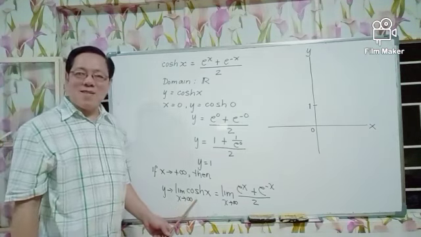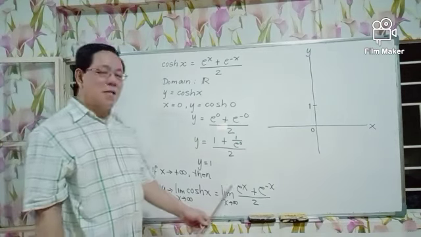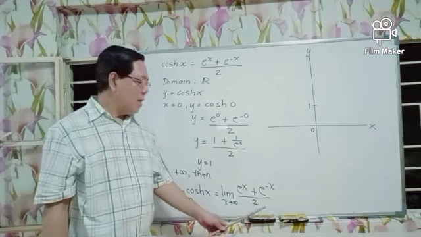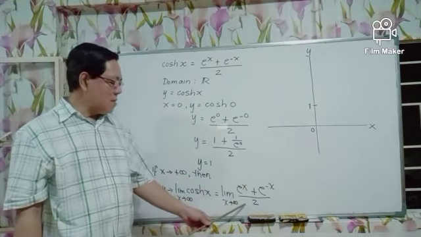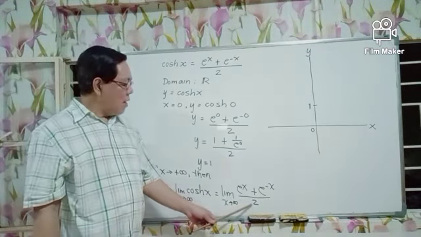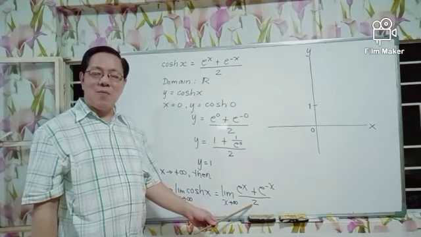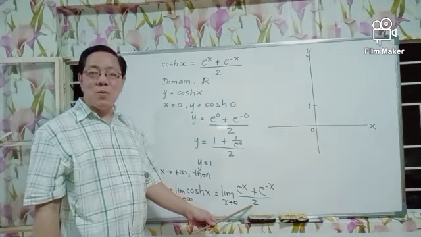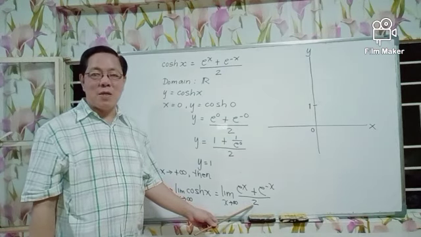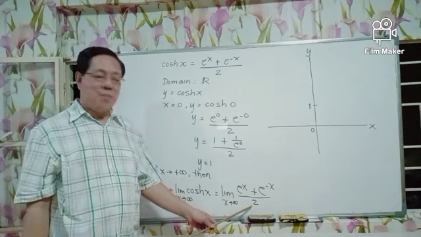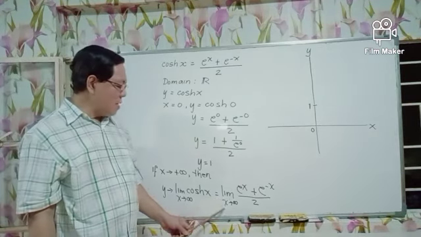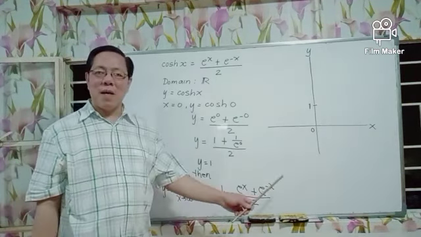But the hyperbolic cosine of x is defined as e to the x plus e to the minus x all over 2. And we get the limit of this function, and we apply properties of limits. Here we have 2, a constant in the denominator, so we can take 1/2 out of the limit, and we write this as 1/2 times the limit of e to the x plus e to the minus x.